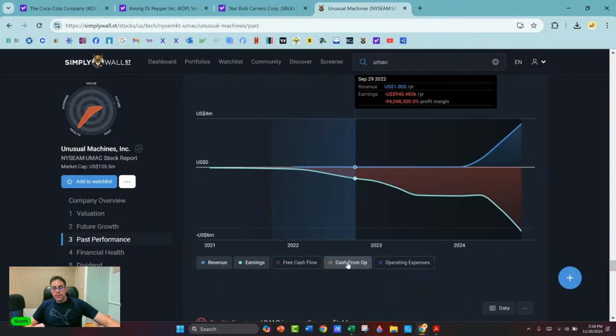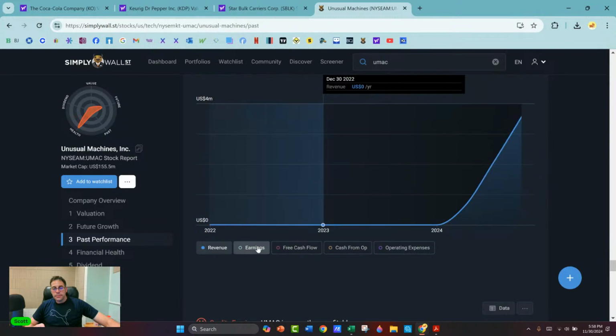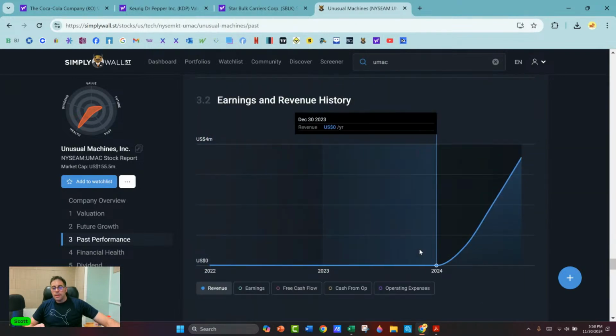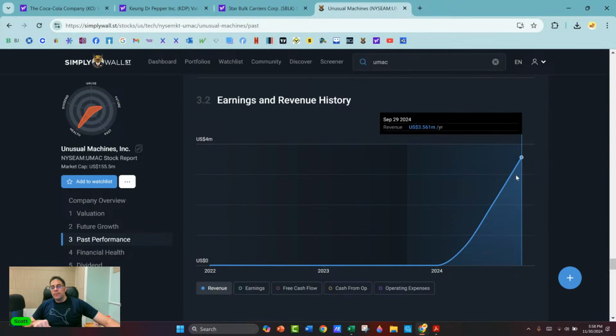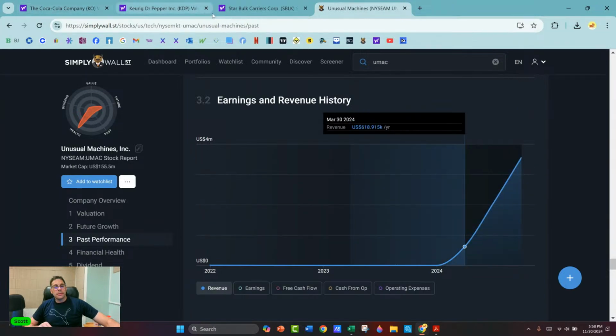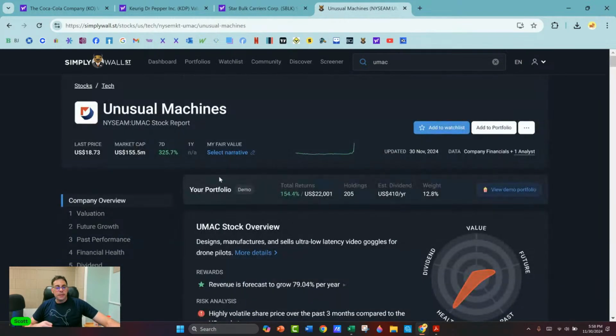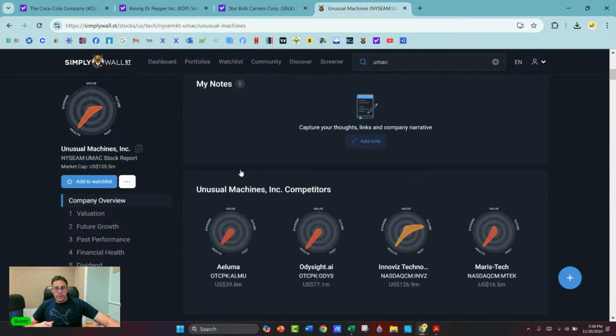Let's see their revenue. Yeah, I'm not surprised. They really didn't have any revenue. They're pre-revenue until this year. I mean, 3 million of revenue. It's good if it's for a small business. The stock is 155 million. So they're trading at 50 times revenue.